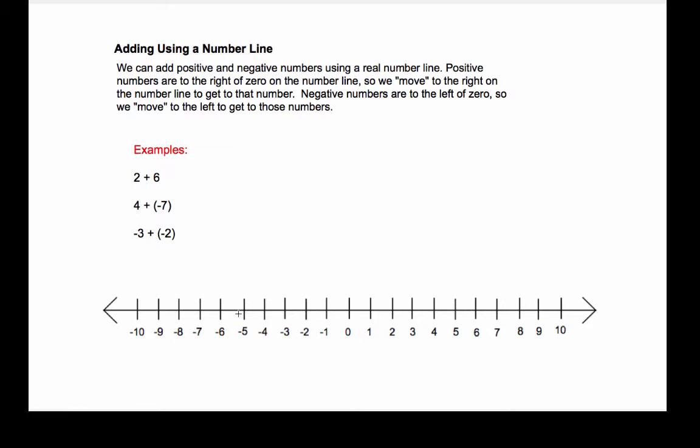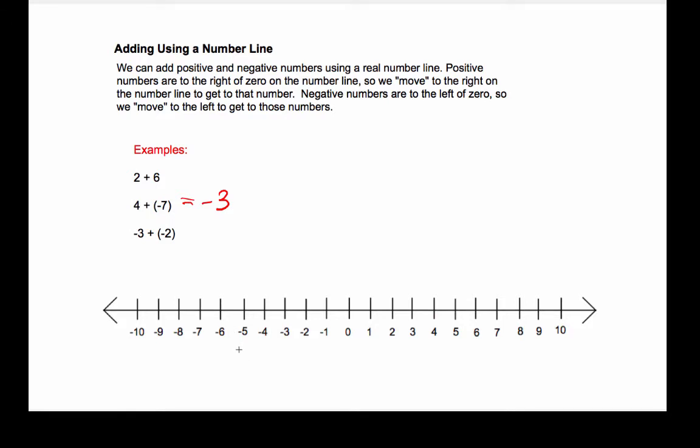Next example, 4 plus negative 7. So we'll start at 0. 4 is positive, so we'll go to positive 4 on the number line. And then we're going to add to it negative 7, so that means we're moving to the left. So from 4, we'll go 1, 2, 3, 4, 5, 6, 7 units. And we wind up at negative 3. So 4 plus negative 7 equals negative 3.